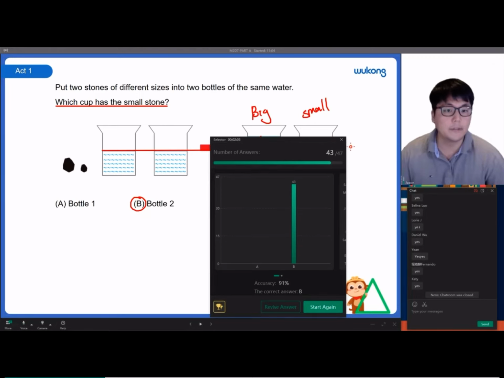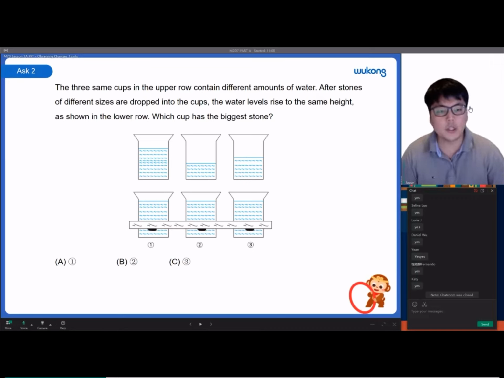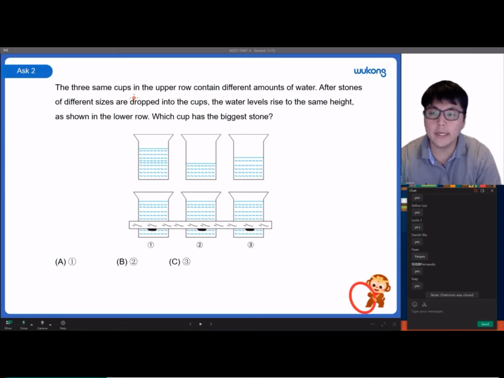Okay, so now let's move on to the next question, shall we? Now, this question is a little bit trickier than before. Listen very carefully, everybody. There are 3 cups in the upper row. Now, you can see it doesn't have the same water level. It has different water levels. You can see that the original water levels are all different. Now, after putting stones inside the cups, the water level coincidentally went to the same height.